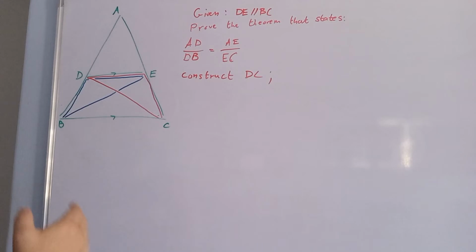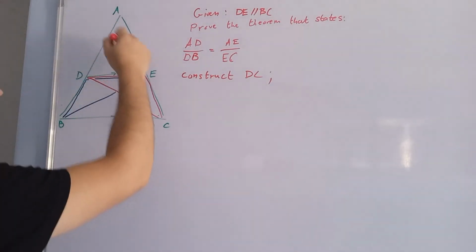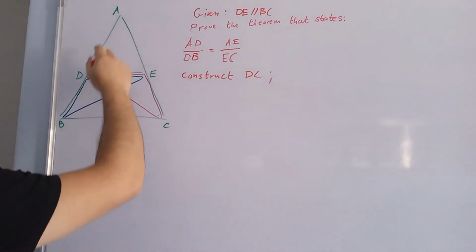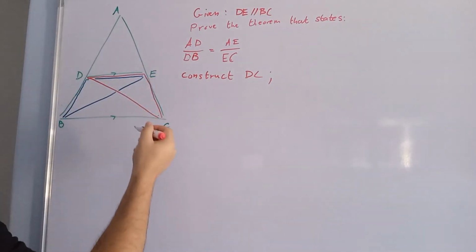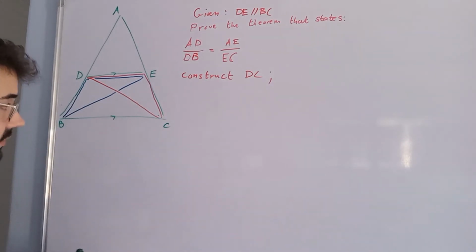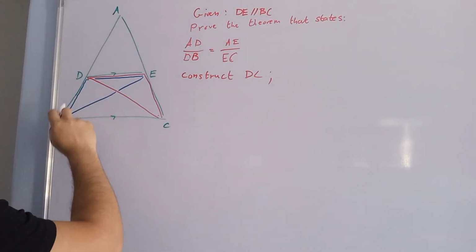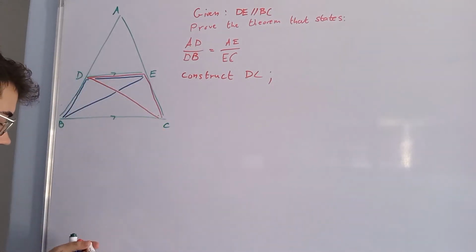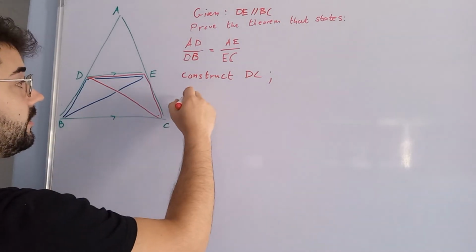Now let's see what we have here. The area of triangle ADE is equal, obviously, because it's the same in both, so we don't really have to prove anything there. But the area of triangle BDE is equal to the area of triangle DEC. And we're going to say why now.